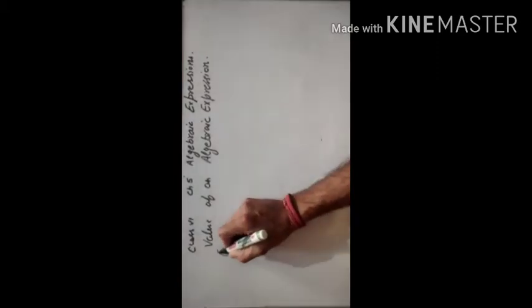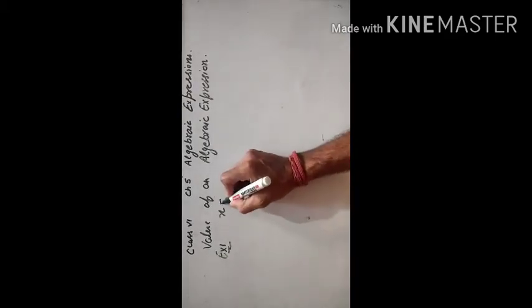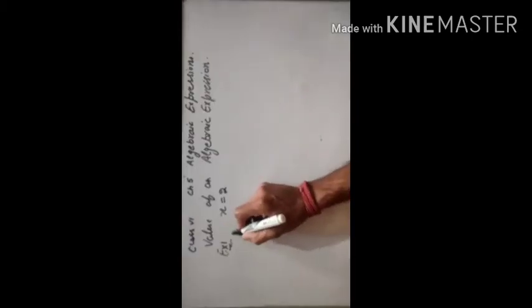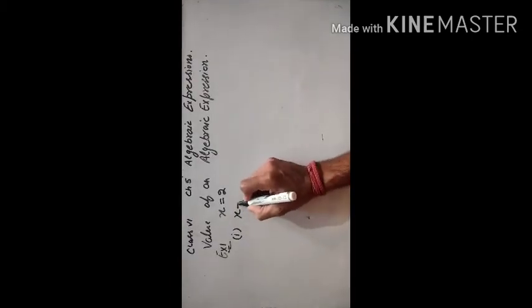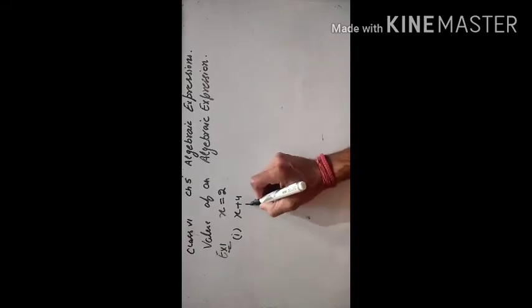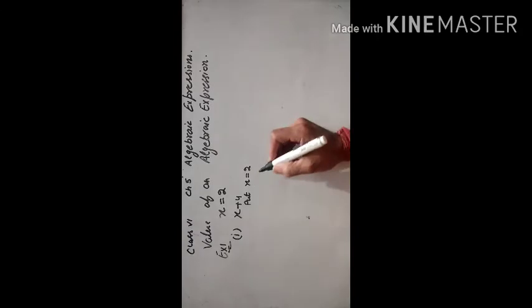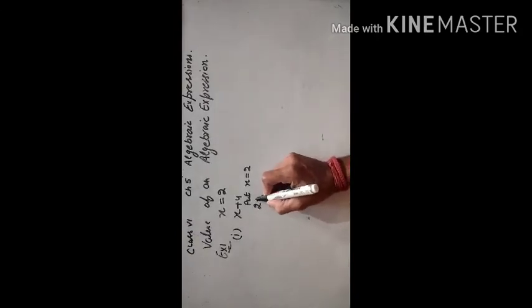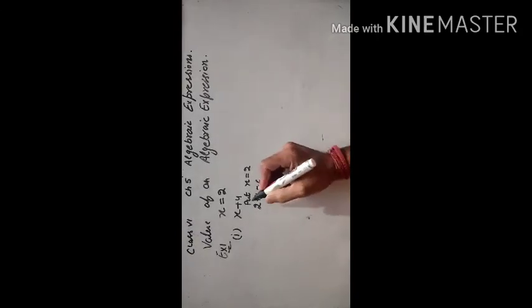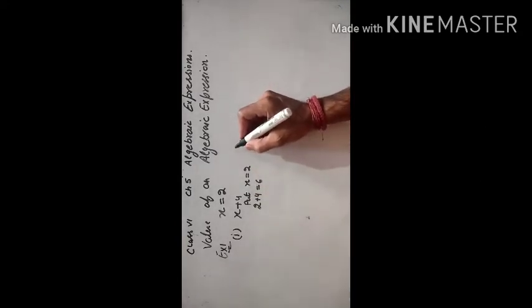For example number 1, find the value of the following expression for x is equal to 2. That means the value of variable x is given as 2. First part is x plus 4. Now here we have to put x is equal to 2. In place of x we put 2, that means 2 plus 4, that is equal to 6. So the value of this expression is 6 for x is equal to 2.